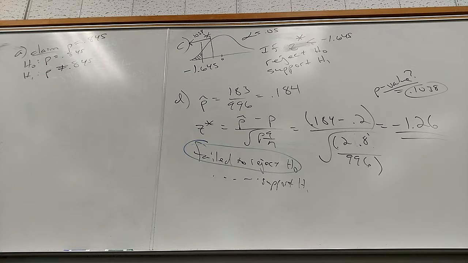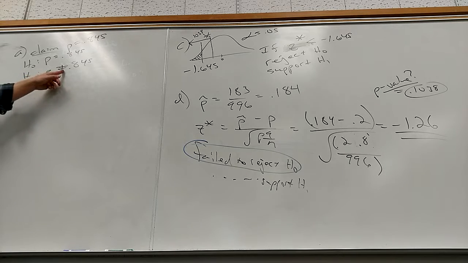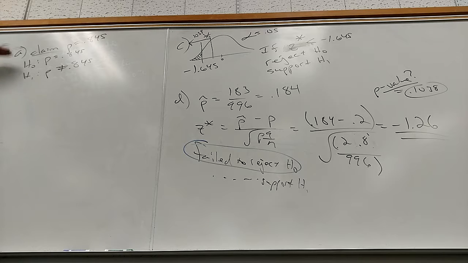H1 is always the statement that I can show evidence for. I cannot show evidence that something equals something. I can't, because the sample is always going to be different from what the real mean is. But I can show there's evidence that it doesn't equal something. So this can never have the equal sign. That's why it works the way it does. Write the claim, put it in the right spot depending on if it has an equal sign or not, and then the other one is the opposite, because they don't agree with each other.